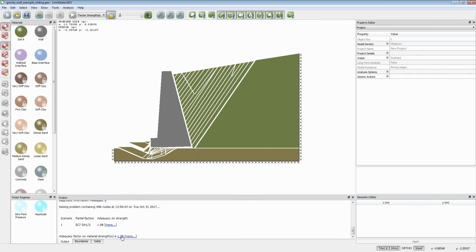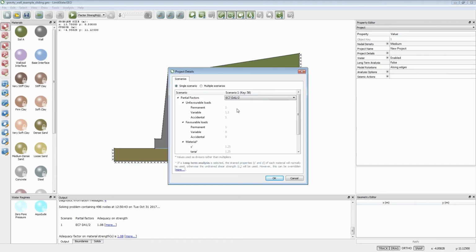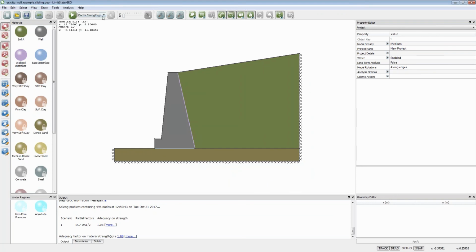So that means it complies with Eurocode, and I've got an extra 8% margin on the strength of the soil before this thing will collapse. Just to wrap up that one, I'm going to flip back to the unit partial factors and factor load mode. So that's broadly, those have been sliding with a bit of rotation.